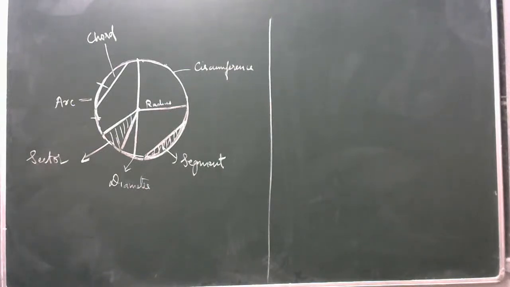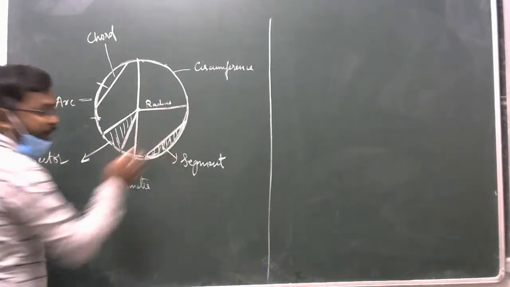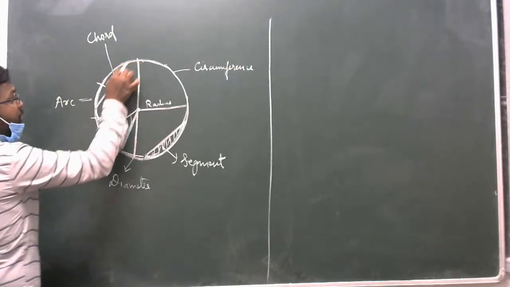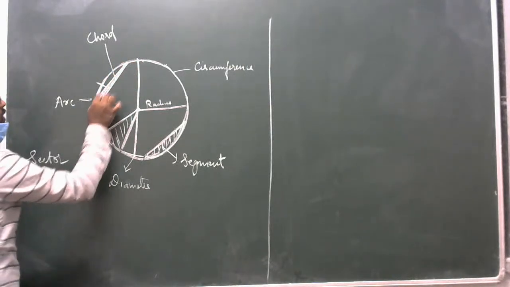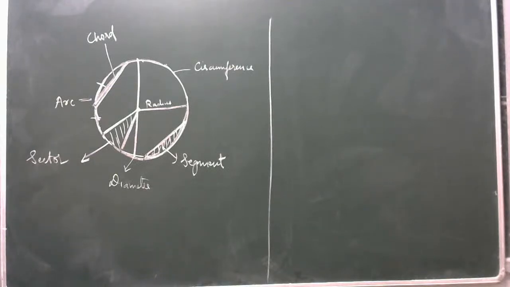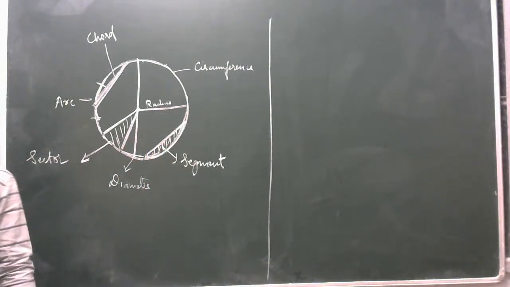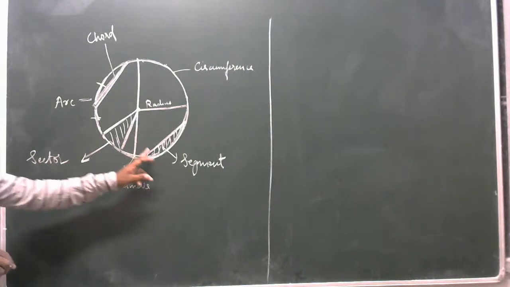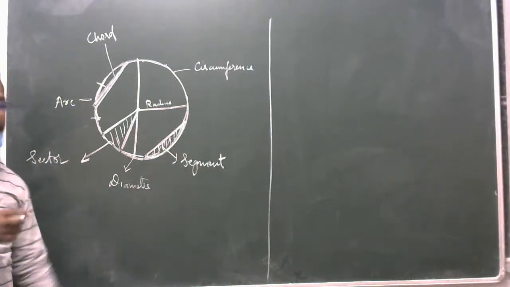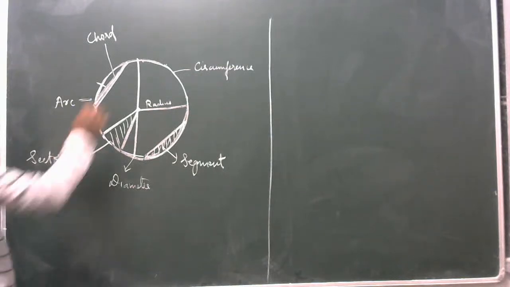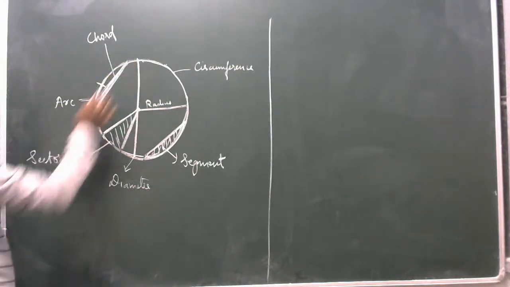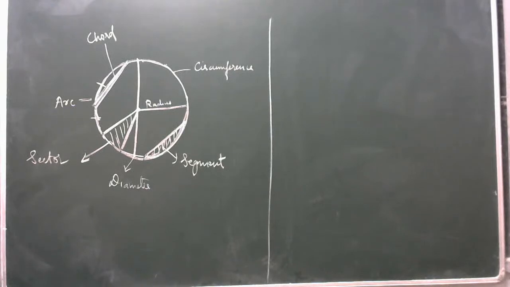So now there is one more question. What is the difference between chord and segment? This is your segment and this is your chord. Segment is shaded but chord is not. If you look at the segment, it's a region, it is an area. That region we call a segment. And a chord is just a line. So this is the main difference.